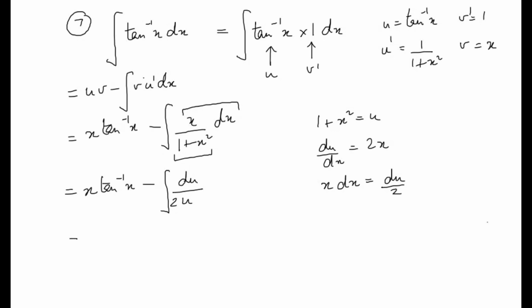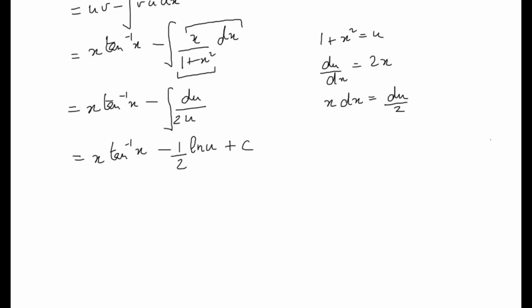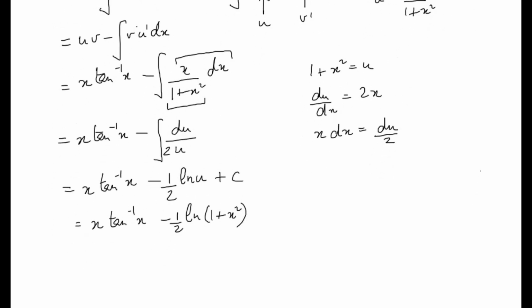So going to carry that out. x tan inverse x minus, I'm bringing the half out and I'm integrating 1 by u. So 1 by u's integral is log u. And then I'm adding the plus c. So that gives us x tan inverse x minus half log of, I'm substituting u with 1 plus x squared, plus c.